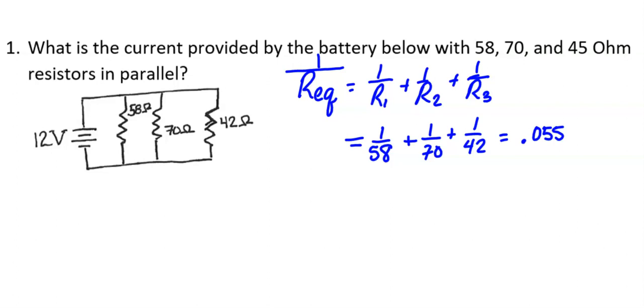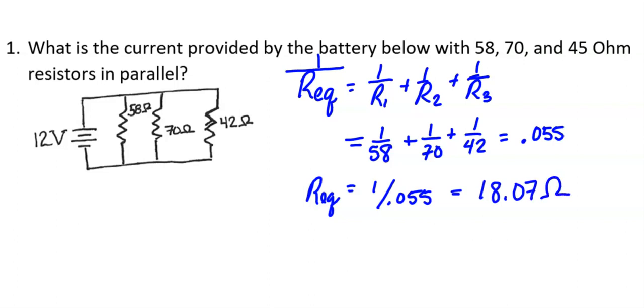So if I want to get my equivalent resistance, I need to reciprocate that. So if I want to get equivalent resistance all by itself, I'm going to do 1 over 0.055, and I'm going to get 18.07 ohms. Now, does that make sense? Well, we said up above, if you put them in parallel, you're going to get less out than you put in. And 18 is a lot smaller than even 42.